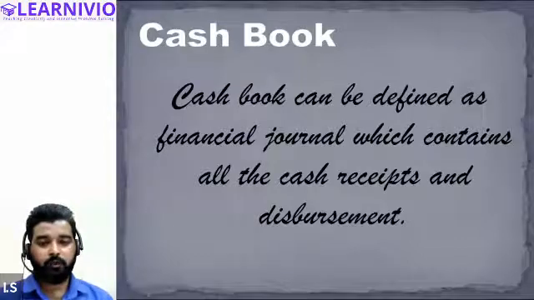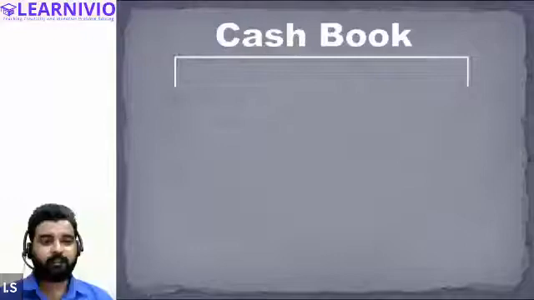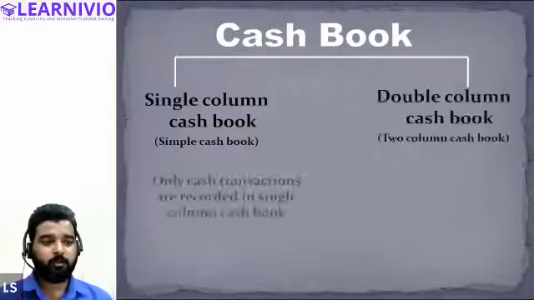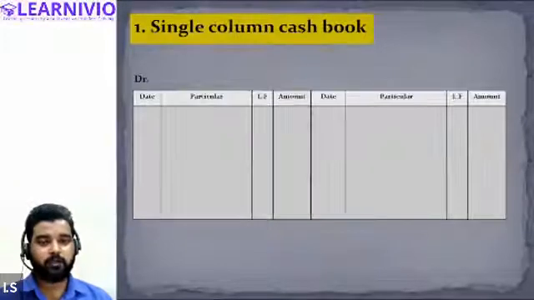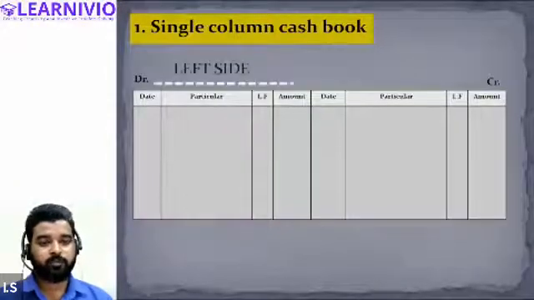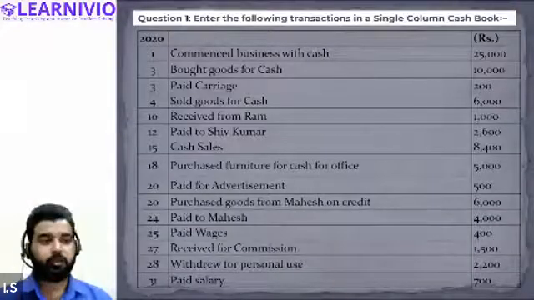So until now we have discussed the meaning of cash book. After that, we categorized the cash book into two parts: single column and double column cash book. Then we understood how single column cash books are made, and after that we covered a few questions based on the single column cash book.